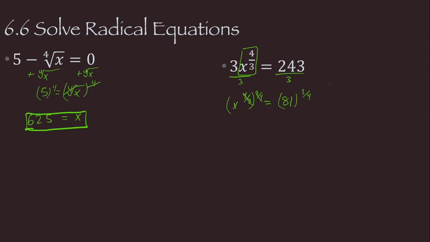Now we need to be careful. The denominator of 4, that's like a fourth root. So we've taken an even root. What that means, we need to remember a plus and minus. So it would be plus and minus 81 to the 3/4. And 81 to the 3/4 would be like the fourth root of 81 cubed. The fourth root of 81 is 3. And 3 cubed is 27. So we have two answers, 27 and negative 27.